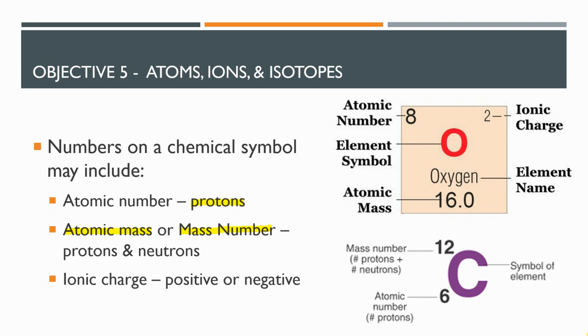Or sometimes the chemical symbols, when they're written by themselves, like this over here, will be identified by their mass number and not the atomic mass. And remember that the mass is always the protons and the neutrons together. And then sometimes you'll see that ionic charge. If that atom typically will form ions, then sometimes you'll see those charges written on the periodic table.